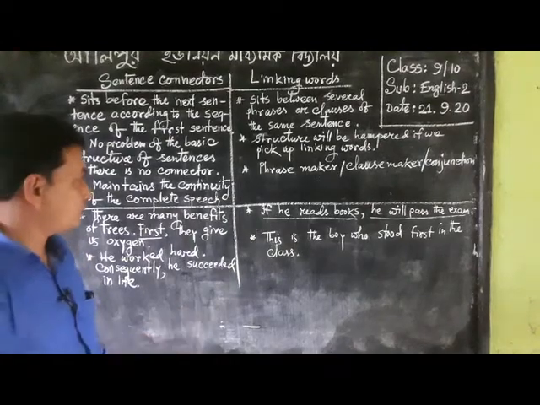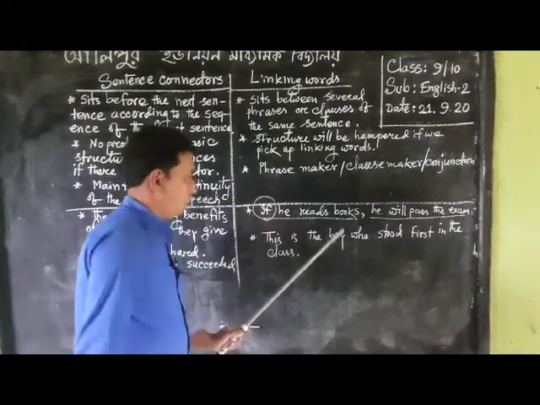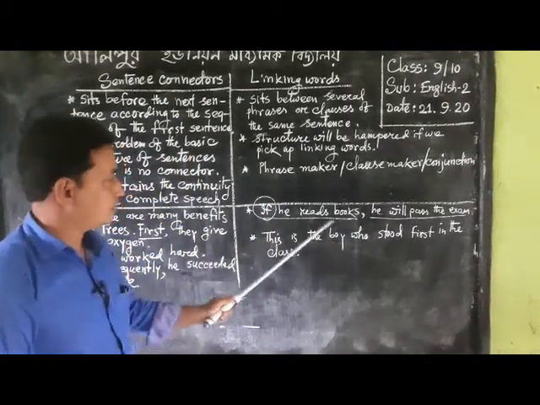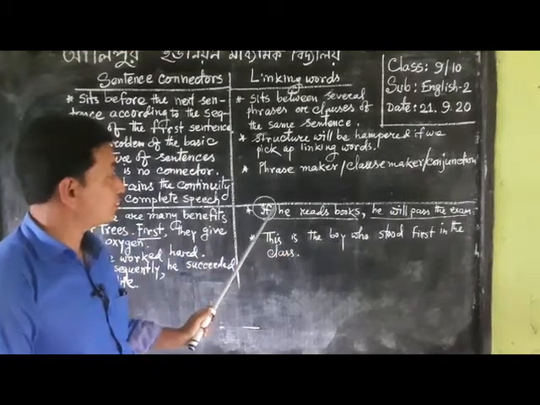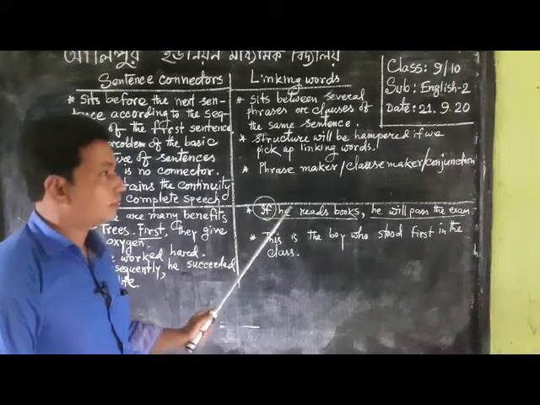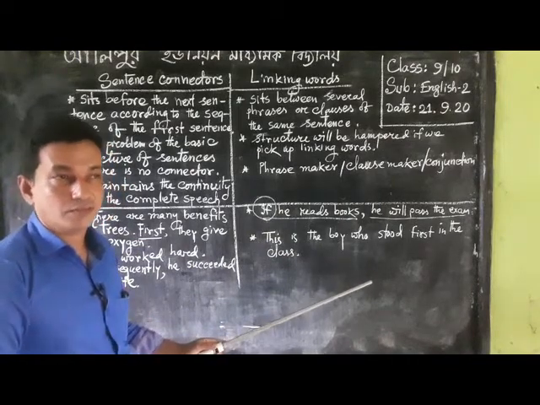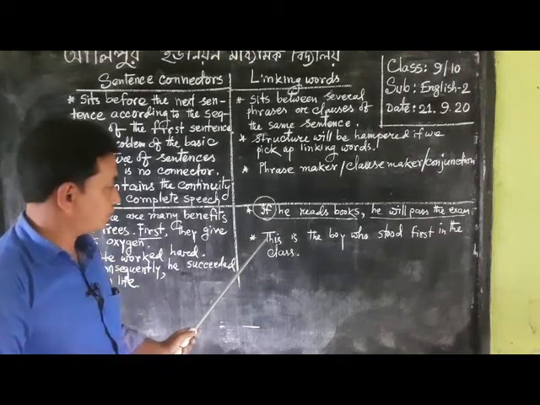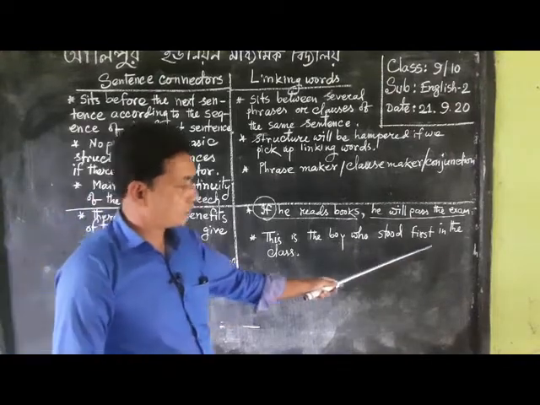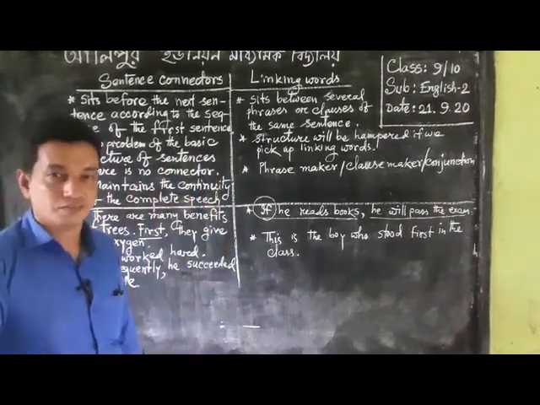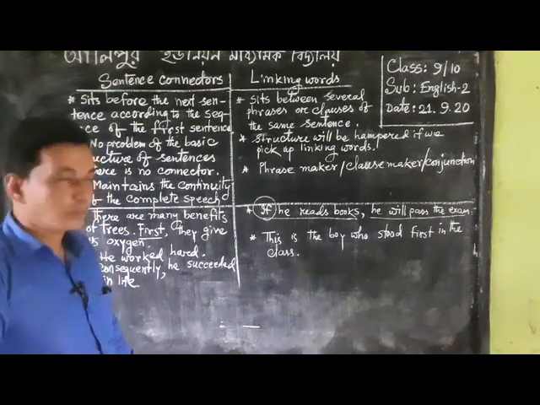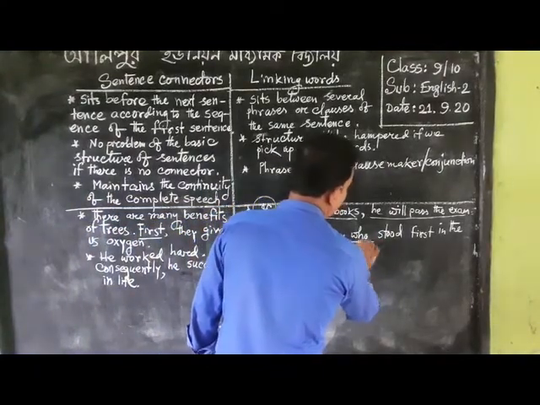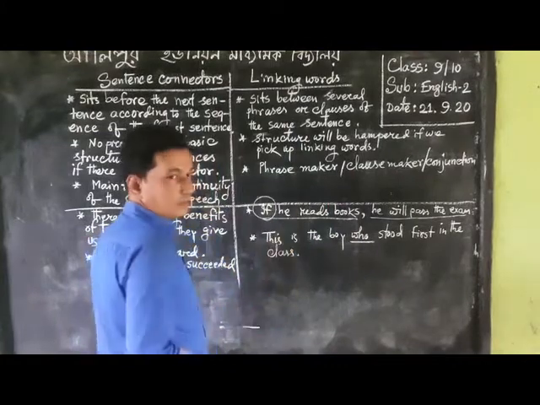Okay? And if we discard the linking word if, there will be no structure of the sentence, because the sentence is a complex sentence, and if you discard if, then there will be no structure of a complex sentence. So we should use linking words. And the last one is, this is the boy who stood first in the class. This is also a complex sentence, and in this sentence there is a linking word, who, because there are two clauses here.